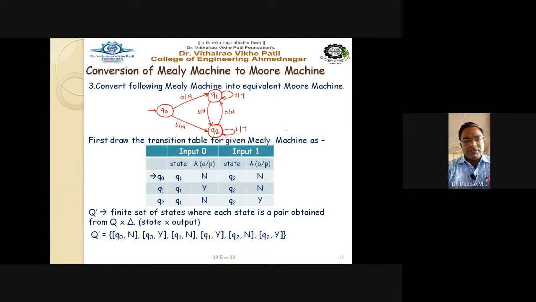How many states are there? There are three states. And how many output symbols are there? There are two output symbols, that is nothing but your Y and N. So how many resultant new states? So 3 into 2 equal to 6.